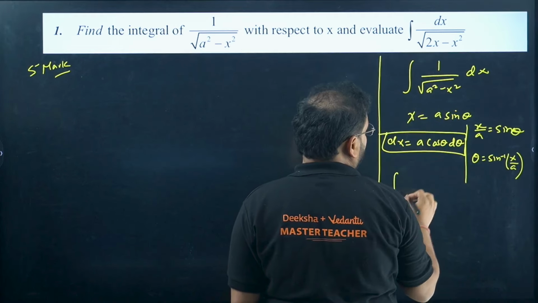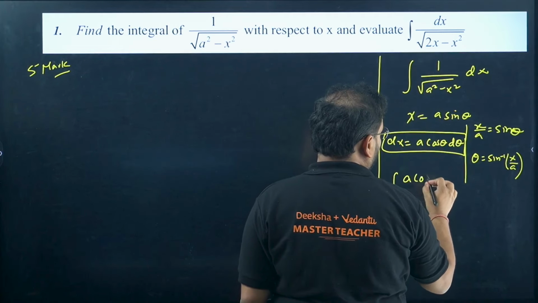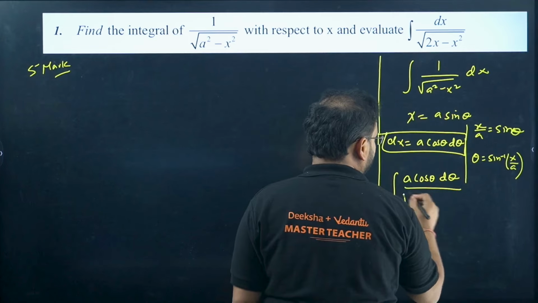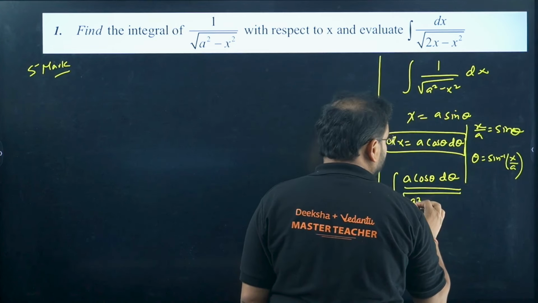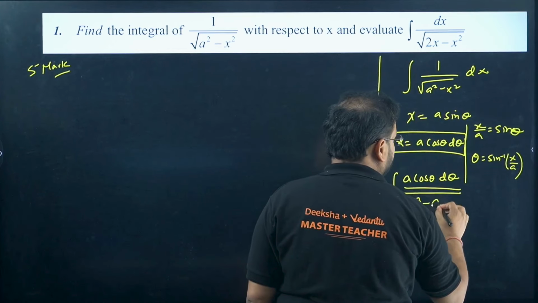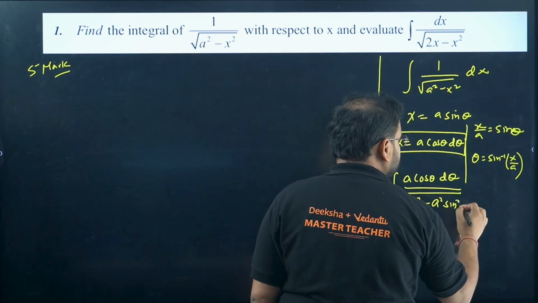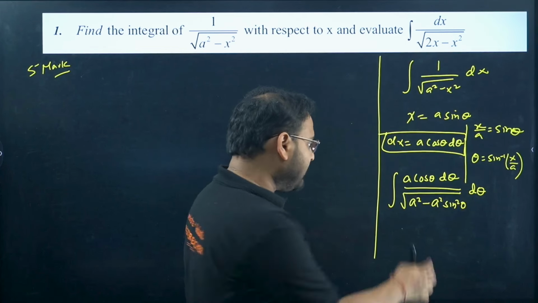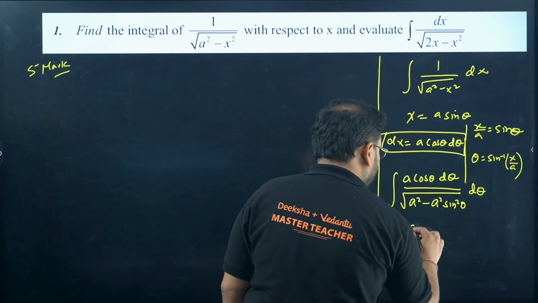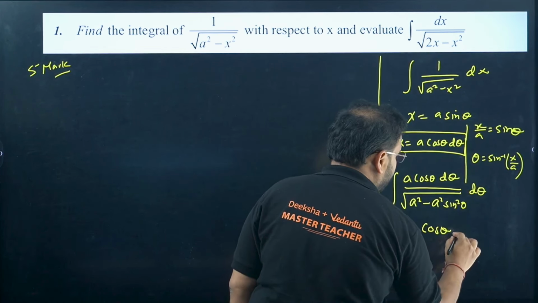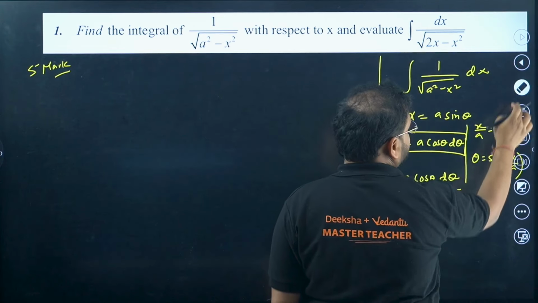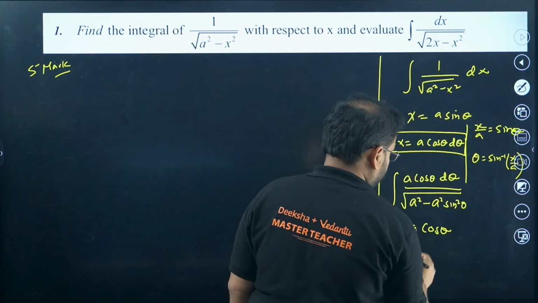We'll have integration of a cos theta d theta divided by root of a square minus what is x square? A square sine square theta. Correct? We can take a square common. So we'll have a cos theta over here. I wrote d theta 2 times. Excuse me. Yes. So we'll have this as it is.